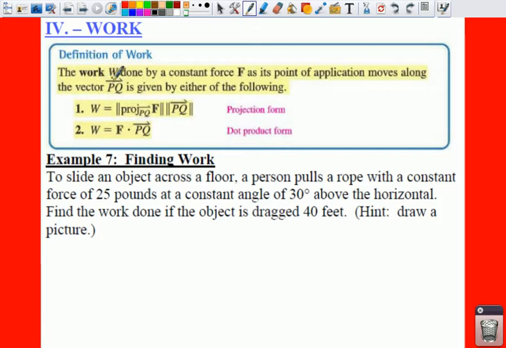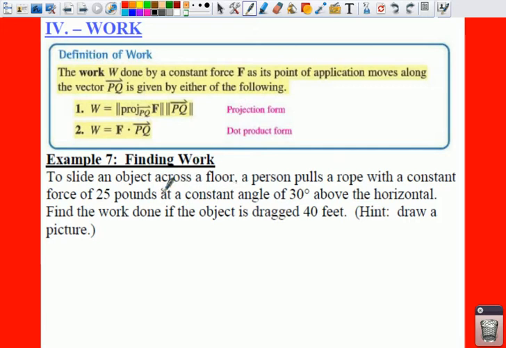The work, W, done by a constant force F as its point of application moves along the vector PQ is given by either form. So you can have the projection form or the dot product form. Your work is equal to the projection of F onto PQ times the magnitude of PQ, or you may have to use W equal to the dot product of your force times your PQ vector.